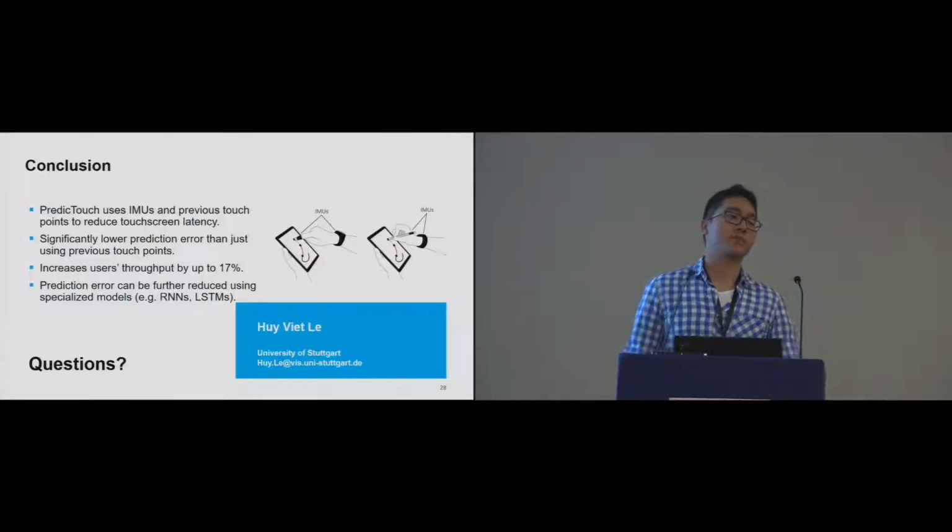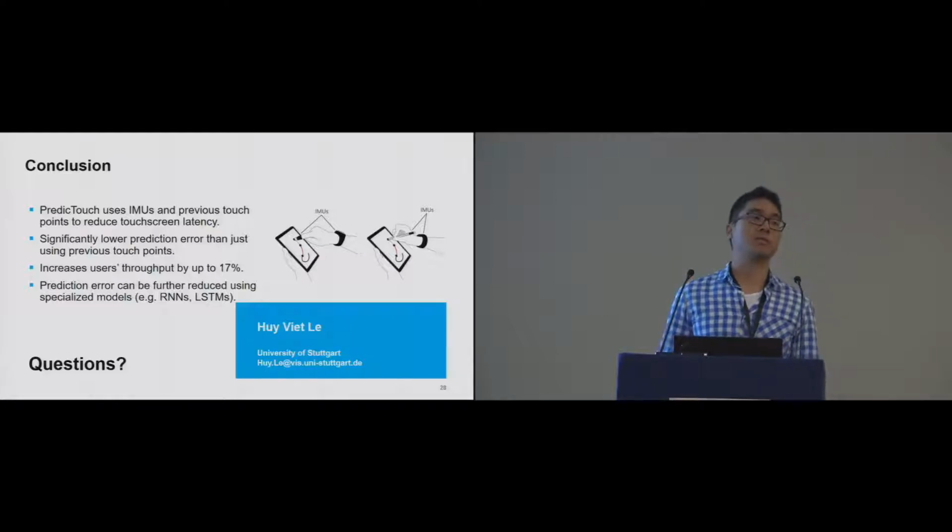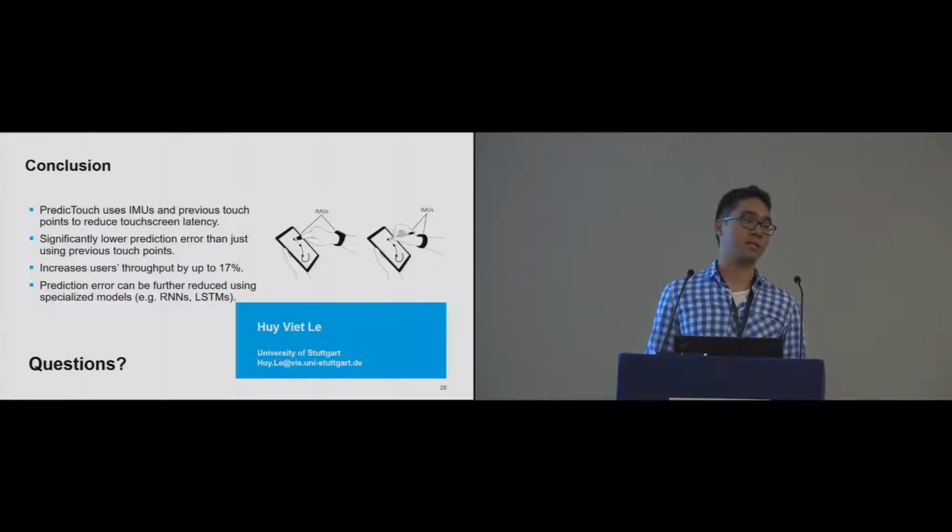So the reason is there's previous work from Henze and colleagues who used a neural network just on the touch samples. And what we wanted to show is the effect of adding the inertial measurement units to improve the prediction error in general. So the RNNs or LSTMs will be basically the next step to reduce the prediction error in general, which could also be applied on the touch sample approach by Henze and colleagues.